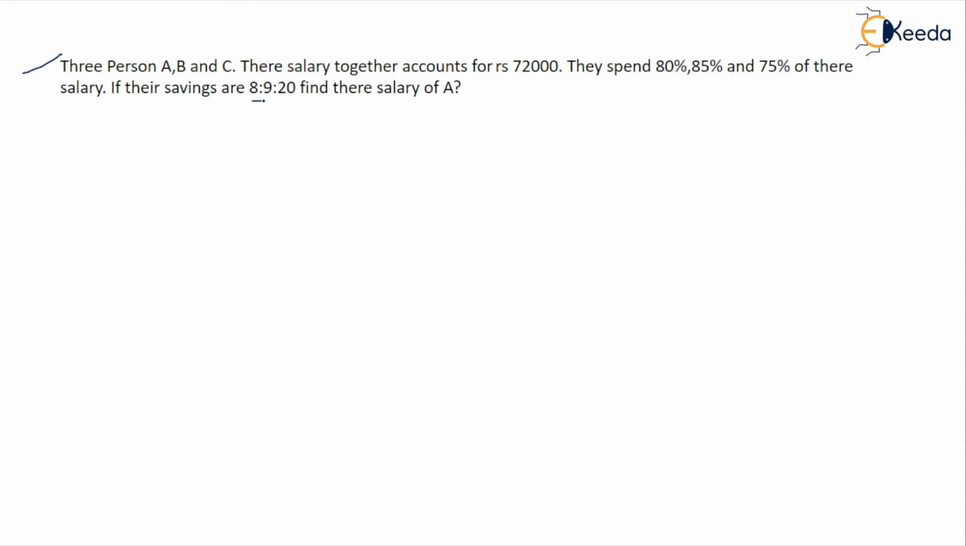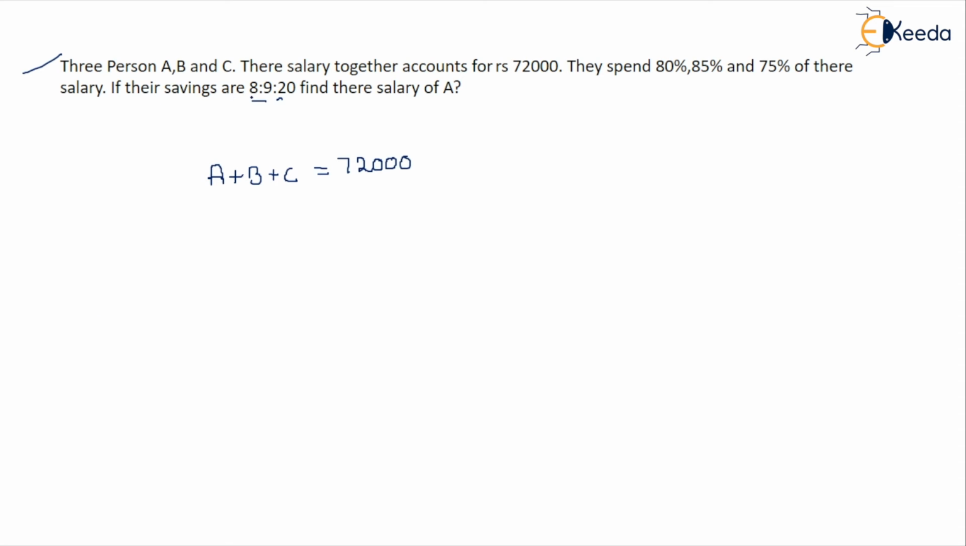If their savings are 8, 9 and 20, this is a ratio of their savings. So they are asking to find the salary of A. It's a simple question: you know that the salary of A plus B plus C is 72,000, correct? Then the second part is they spend 80% of their salary. So whatever they are left with is their savings.